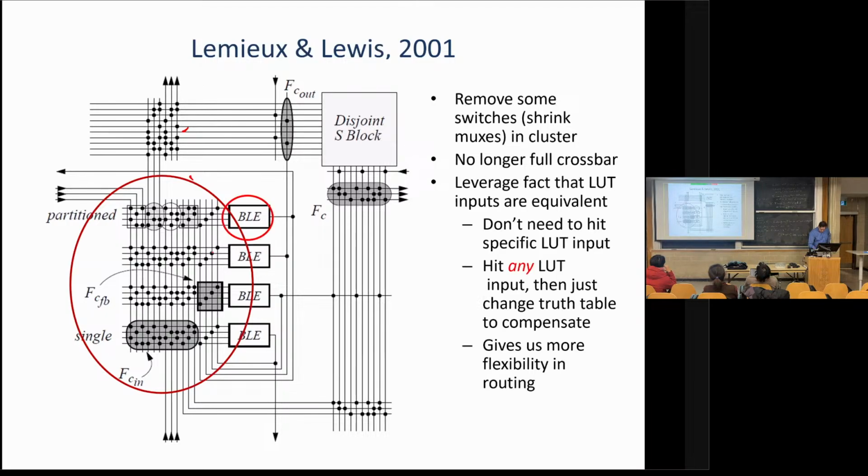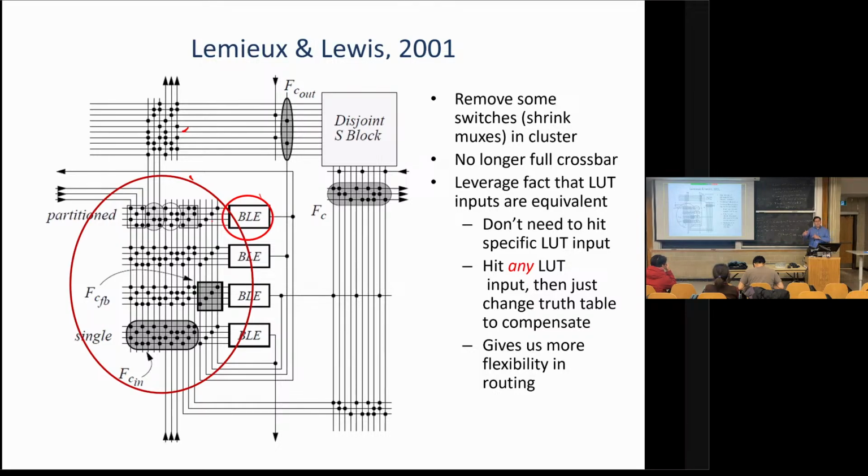So when they do this study, they leverage the fact that if you're going into a LUT, you don't actually have to hit a specific input of the LUT. The synthesis tool would have chosen some input, like you're going in on LUT input A, but you don't have to actually go in on A. You could go in on B or C or D, and all you have to do is fix up the truth table afterwards.